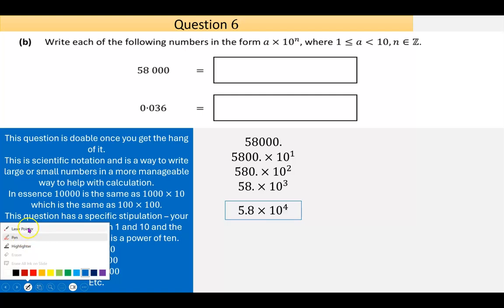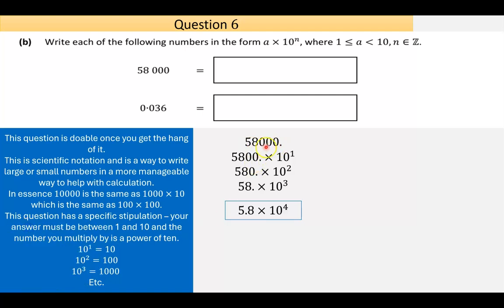Let me change to the laser pointer. This number here and this number here are the same number, as is this, and as is this. This answer is in the format they want, and they're trying to give you an opportunity to show that you can appreciate that. It is tricky for some, but once you get the hang of it and realize what this terminology means, it's the same every single time you do it.